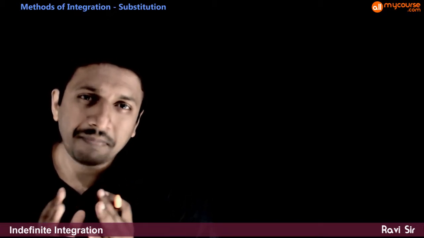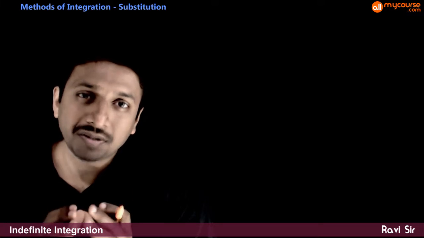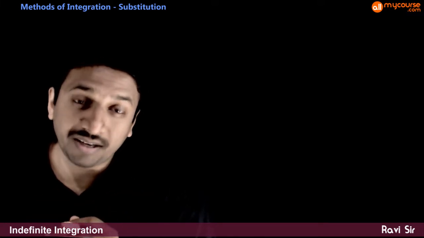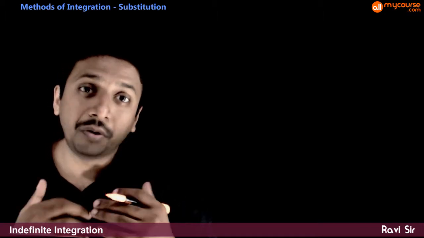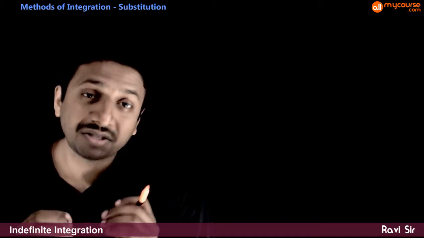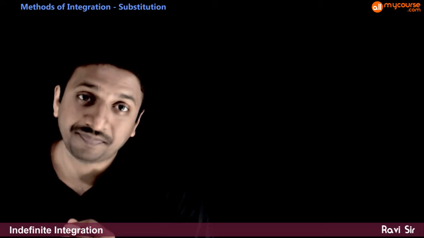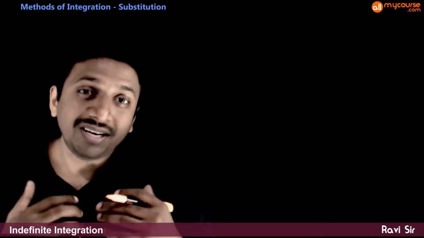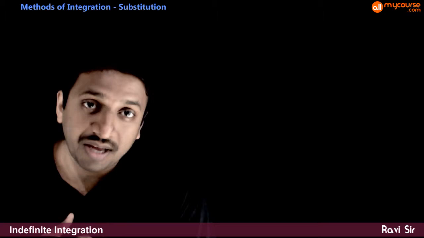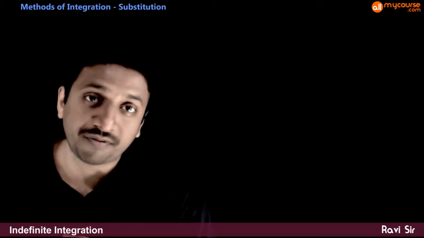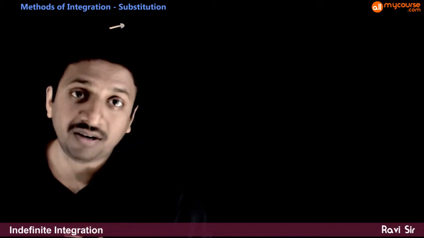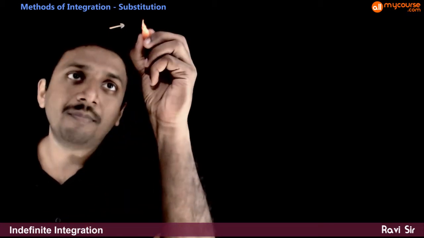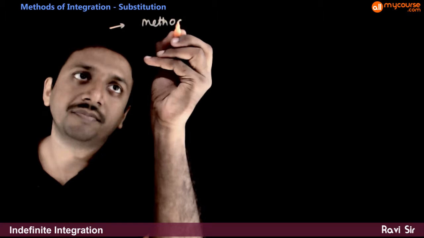So now that we have understood how to integrate basic functions using the understanding of integration as the inverse process of differentiation, now we'll go into methods of integration. It is what are the different advanced methods that we have to integrate complicated functions. So the first and most important method to say is the method of substitution.